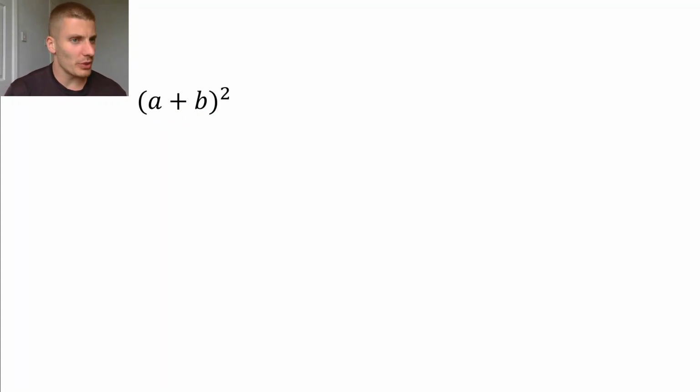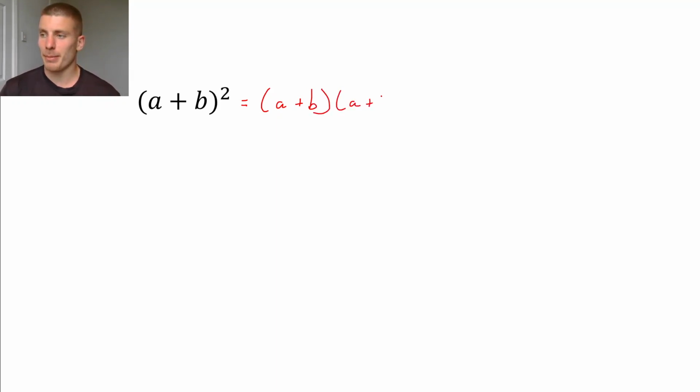Now, I'm going to go through this. You'll see why in a second. But a plus b squared just means you're multiplying the two brackets, a plus b, and you're timesing it by itself. If you square something, you multiply it by itself. So a plus b times a plus b.